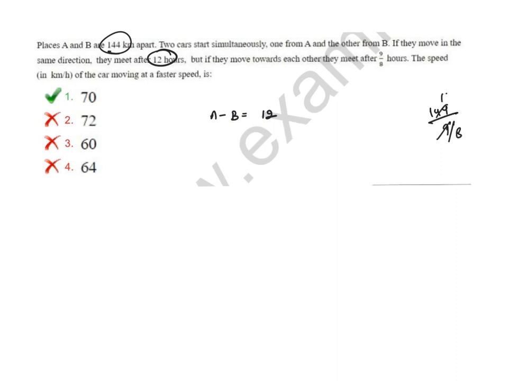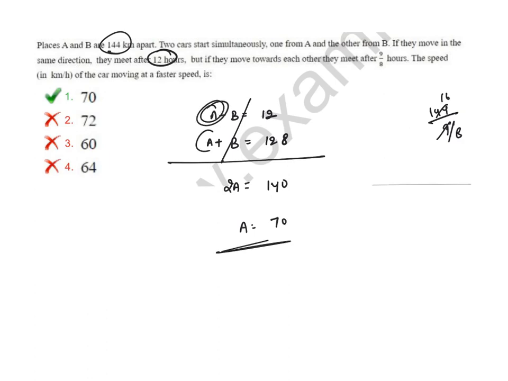9 ones are 9, 16s are 16, 8s are 128. Now A plus B is 128. Therefore, find out 2A. So you get 12 plus 128 is 140. Therefore, speed of A is 70. Here we are assuming A is a faster moving car. Speed of A is greater than the speed of B. We are assuming it. So the answer is 70.